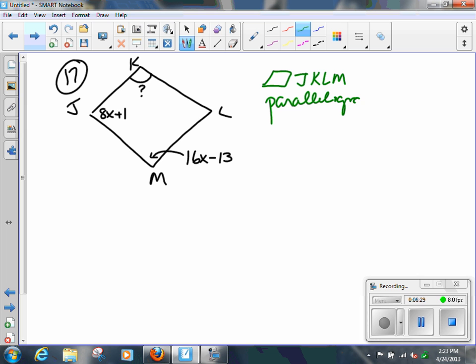All right, let's look at the information we're given. What kind of information are we given? What is the 8x plus 1 and the 16x? It's angles. What kind of angles? They're interior angles. What kind of interior angles? Consecutive. They're not opposite. They are consecutive angles or same side interior. What do you know about the consecutive angles in a parallelogram?